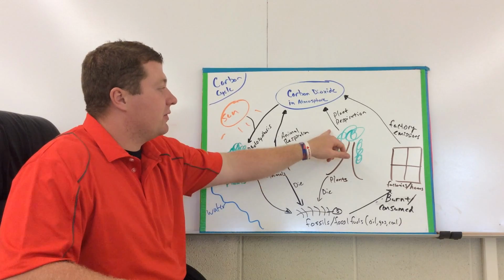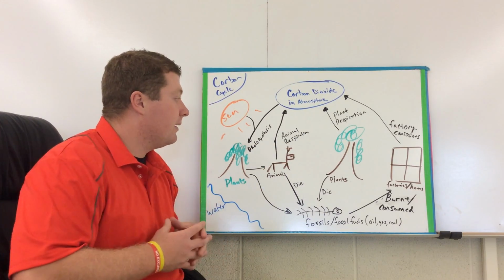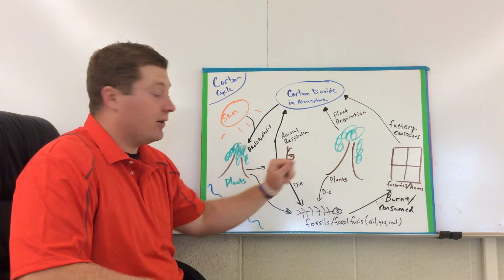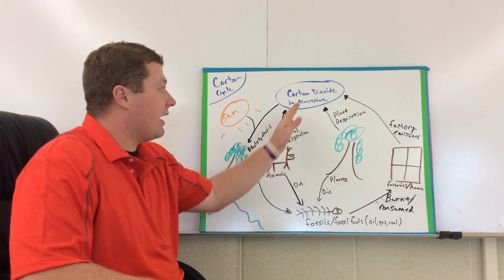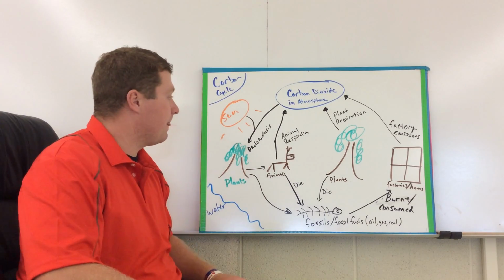Plants and animals also do this process called respiration. When they create energy for their bodies, okay, plants need energy also, just like we need energy. We give off carbon dioxide. That's what we breathe out, for example, when we exhale.